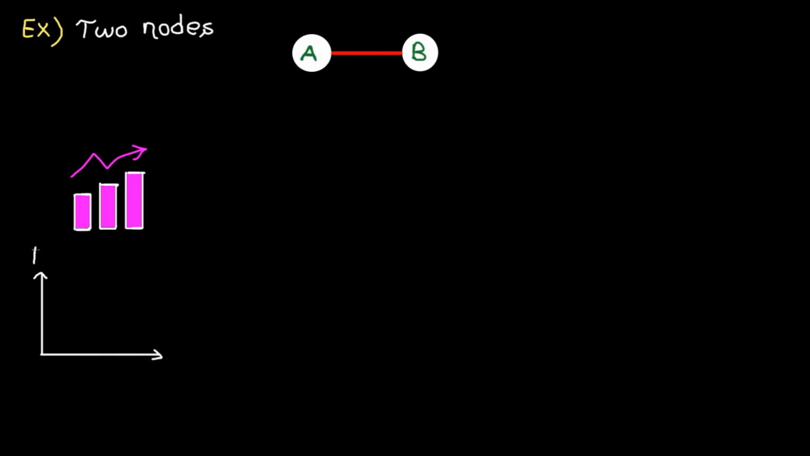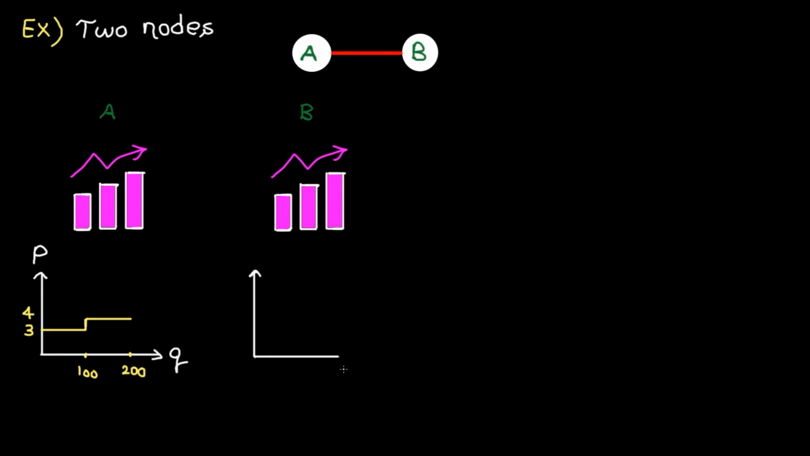In this case, there are two nodes which are connected with a bidirectional line. There is a market in node A. For the first 100 MW, the price is 3, and for the second 100 MW, the price is 4. Also, there is a market in node B. For the first 50 MW, the price is 2. For the second 50, the price jumps to 5, and for the last 100, the price is 10.